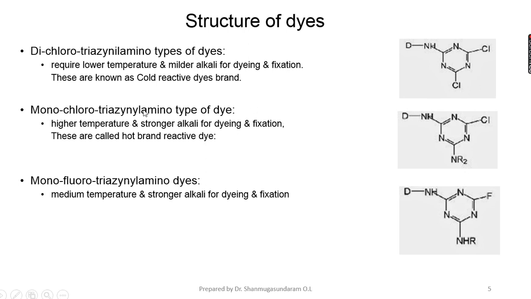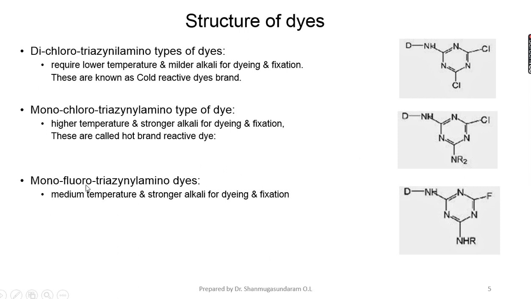The second one is monochlorotriazine dyes. It needs high temperature for dyeing and stronger alkali is needed for the fixation process. These dyes are called hot brand reactive dyes. Please look at the figure. It has only one chlorine group, which is why it is called monochlorotriazine dyes.